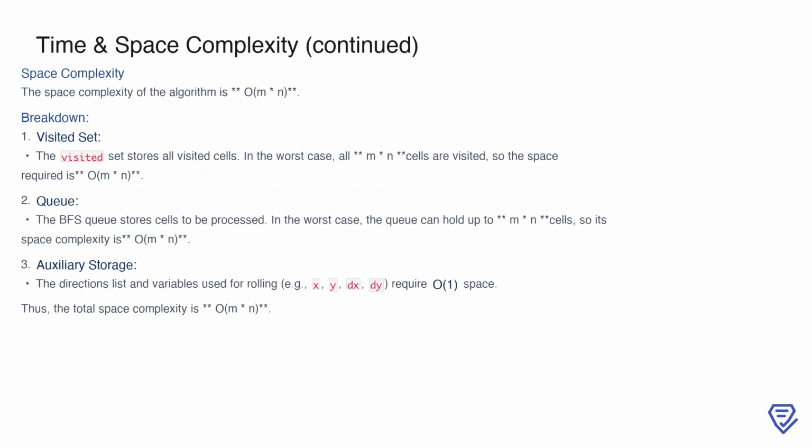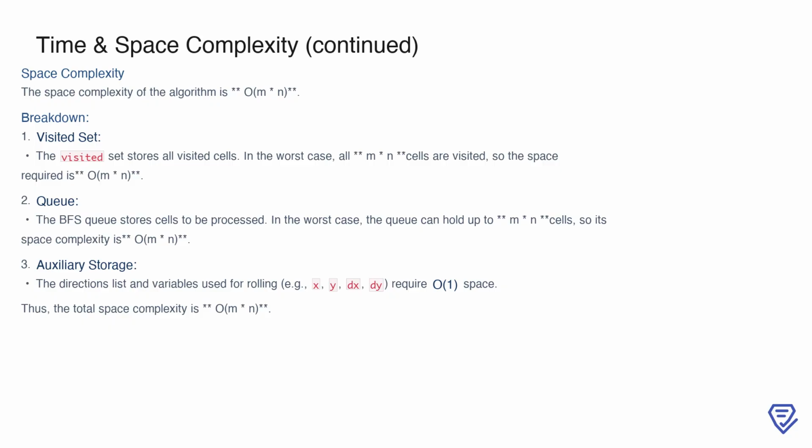Now let's break down the space complexity of the algorithm. First, the visited set is used to keep track of all cells that have been processed. In the worst case, where all m multiplied by n cells are accessible, the visited set will require O(m * n) space. Second, the BFS queue, which holds the cells to be processed, can also grow to hold up to m multiplied by n cells in the worst case, leading to another O(m * n) space requirement.